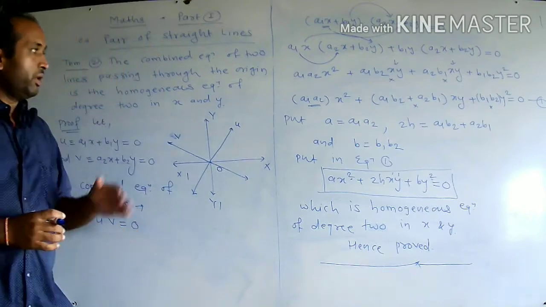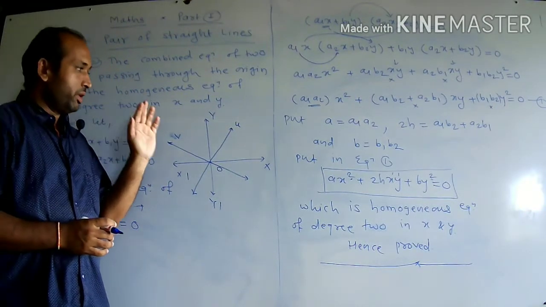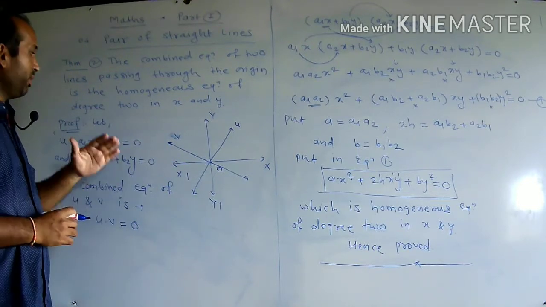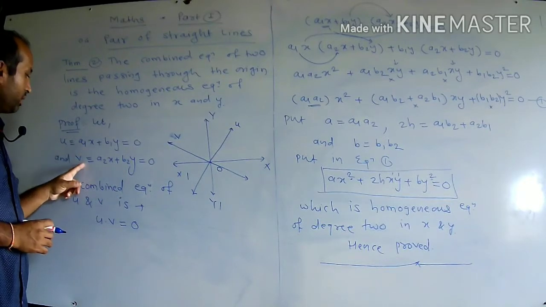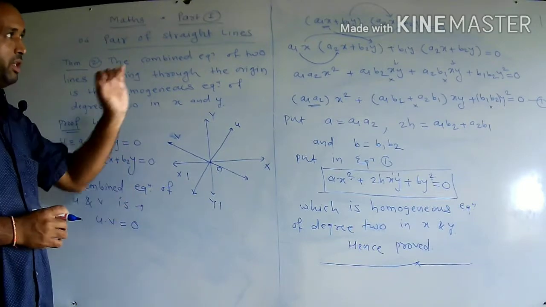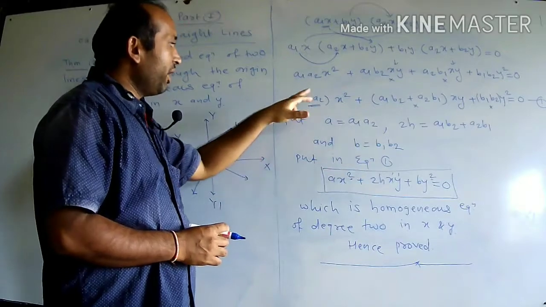This theorem generally asks for 3 marks in your board paper. So we can write this theorem, or we can draw the screenshot. It's a very simple theorem. Only take two lines that are passing through the origin and finally take their combined equation. And only we have to solve these two brackets.